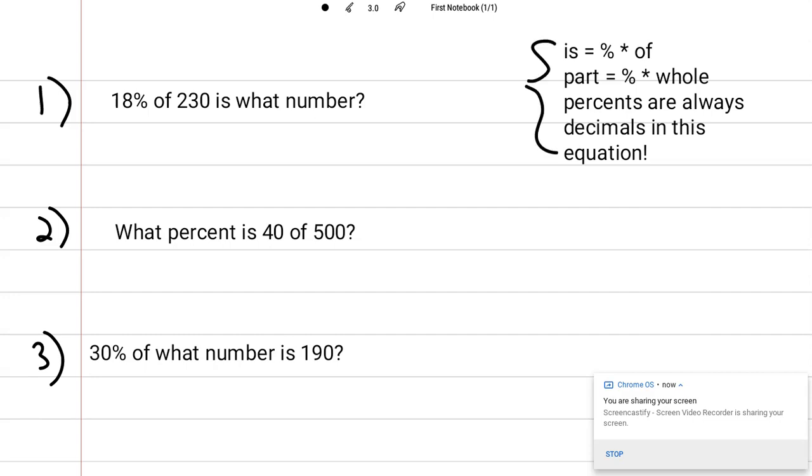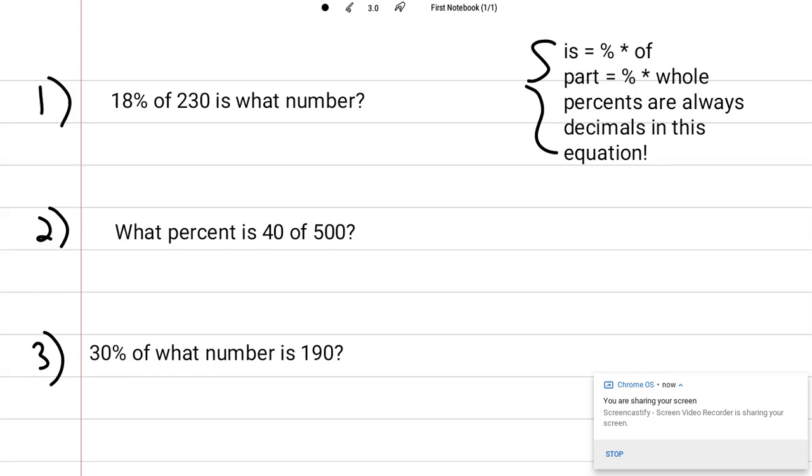So the first one we have is equals percent times of. These are very helpful when it comes to these type of word problems because you can see the words right in the problems, and I'll show you how you can take the words and put them into the equation. Part equals percent times whole. So your part is basically a small portion of your whole. So your whole is basically the big thing that you're trying to extract a small piece from. And just a reminder, percents are always decimals in both of these equations.